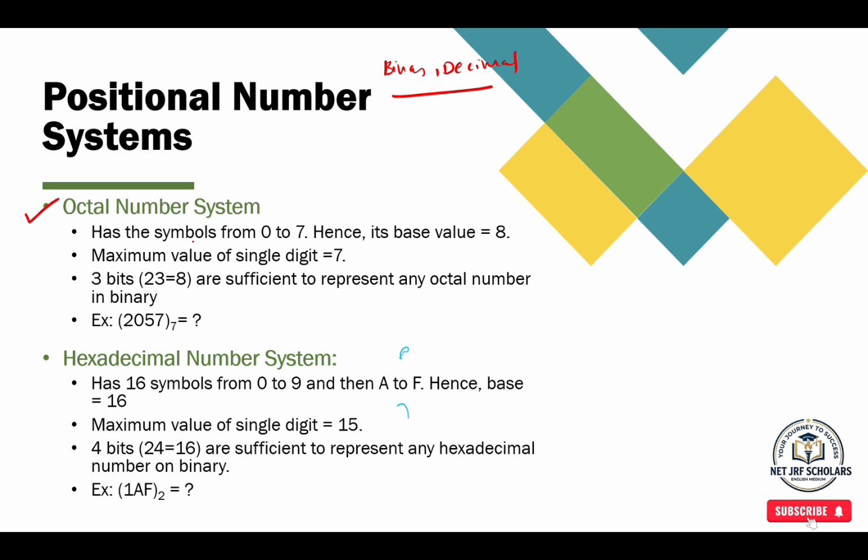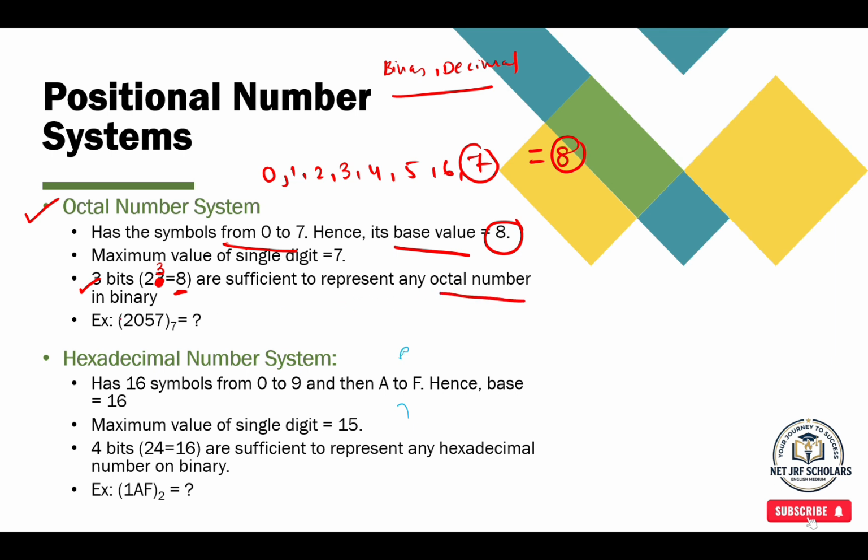Now we will look at the octal number system. It has the symbols from 0 to 7: 0, 1, 2, 3, 4, 5, 6 and 7. Hence its base value is 8, as there are a total of 8 symbols. So the maximum value of a single digit is 7. So 3 bits, that is 2 to the power of 3 is equal to 8, are sufficient to represent any octal number in binary.